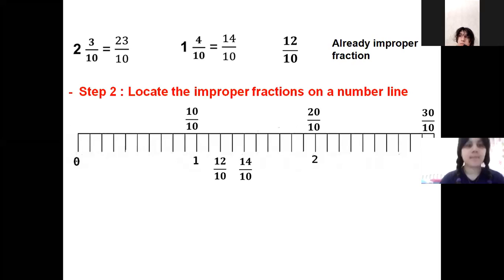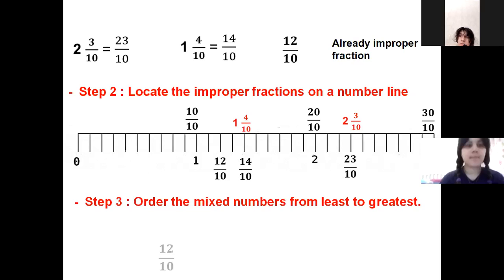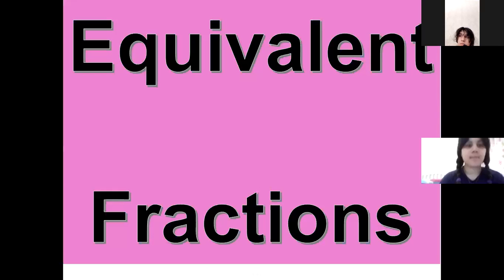Then 23 will be after 2, because this is 20, 21, 22, 23. So this is 23 over 10. So this is how we put fractions on the number line, and then we order them from least to greatest. Okay, now we're going, thank you Rama very much.